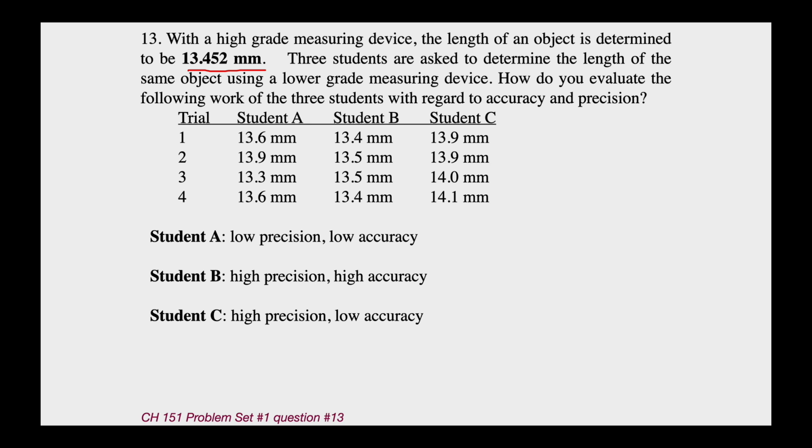Often, high precision means high accuracy, but that's not always the case. Student C had high precision, so whatever they were doing, they were consistently doing a good job at. Unfortunately, though, the accuracy just wasn't there. So you've got to take these kinds of things into account when you're a chemist.